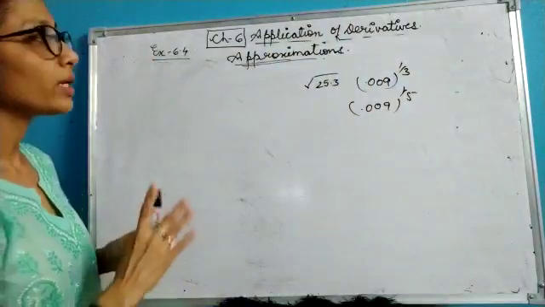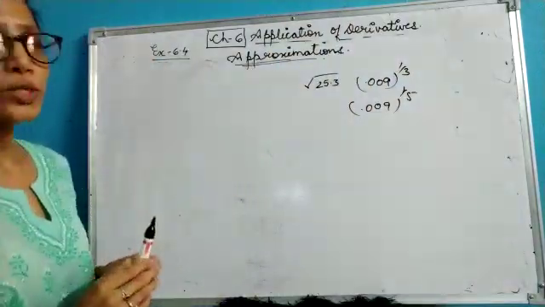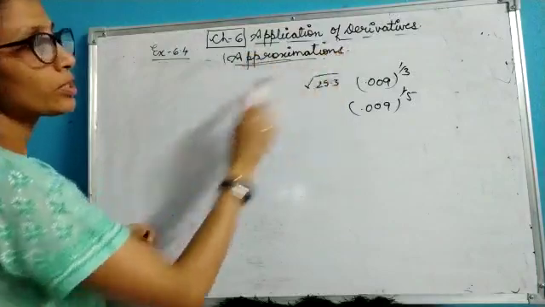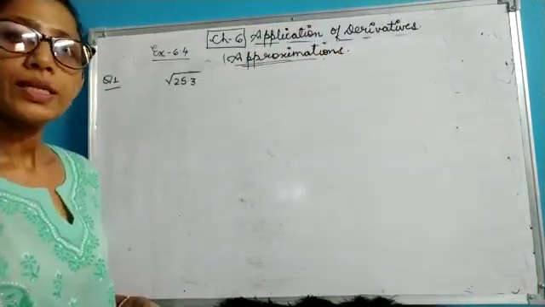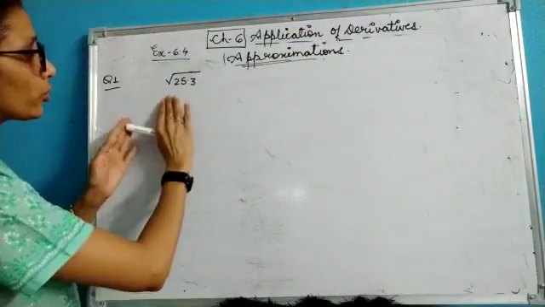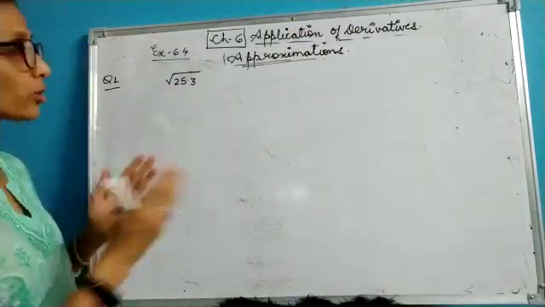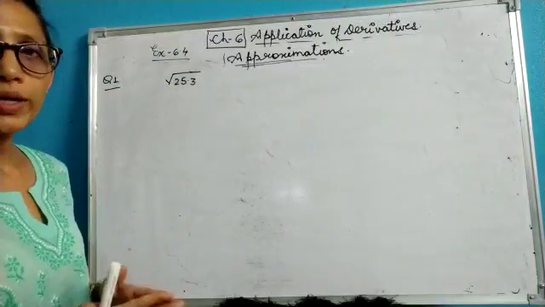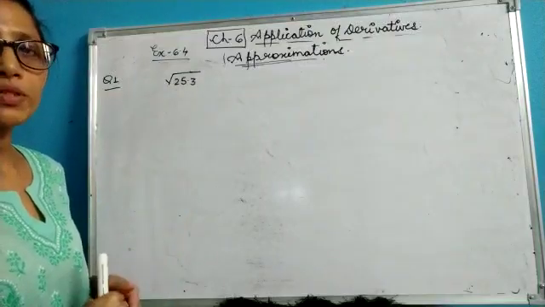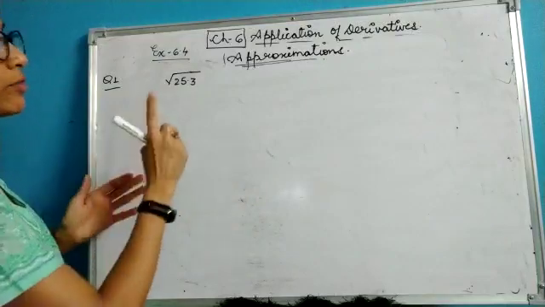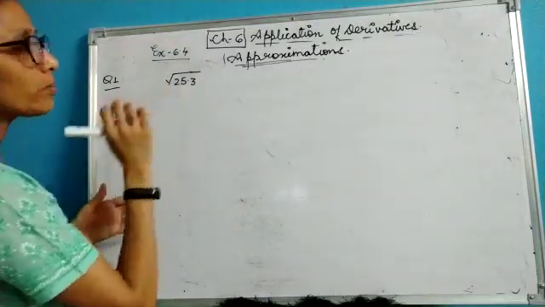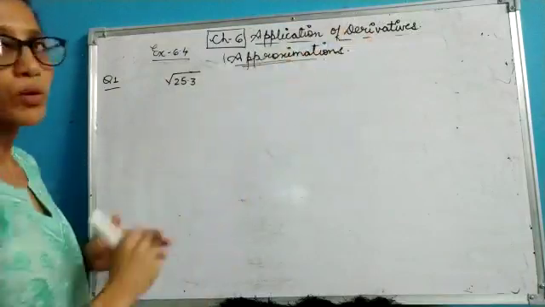Let's see how we can solve these types of questions, which is known as the approximation method, with the help of derivatives. Let's see this question, children. You have calculated the square root of this kind of number in your previous classes by the square root method. Here we will be finding out the approximate value of this with the help of derivatives.